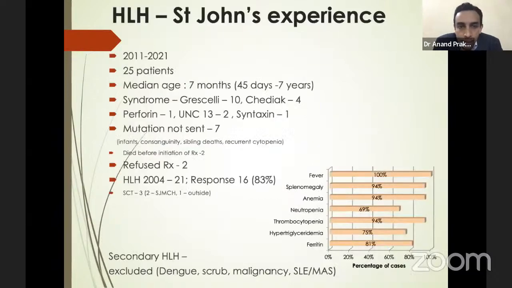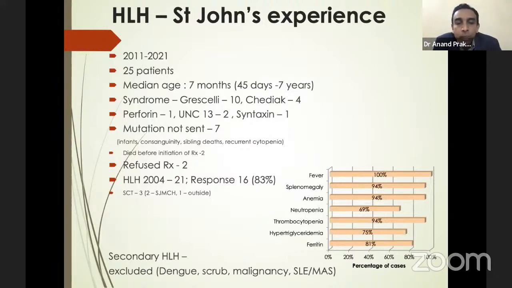Our own experience, just the last couple of slides: in the last 10 years, in these 25 patients where we excluded all our secondary HLHs, we had a median age of around 7 months. It's interesting to note that in South India, because we have so much consanguinity, we had around 10 Griscelli and 4 Chediak-Higashi children. While literature from abroad would have more numbers of perforin, Munc, and syntaxin mutations, probably we are missing those in our part of the world.